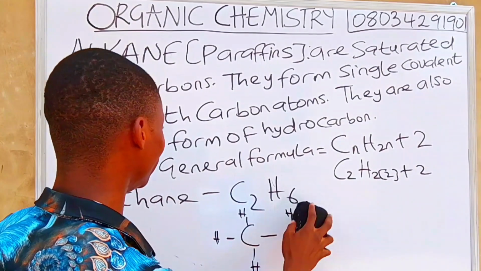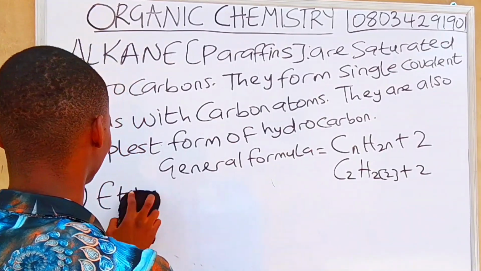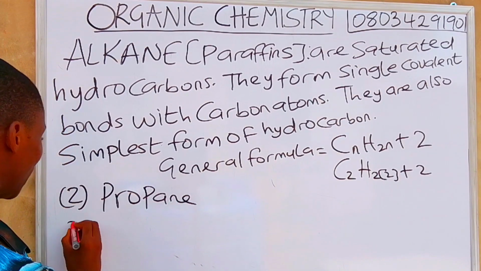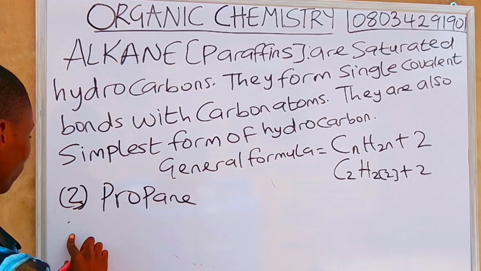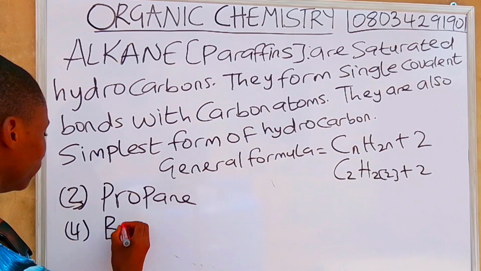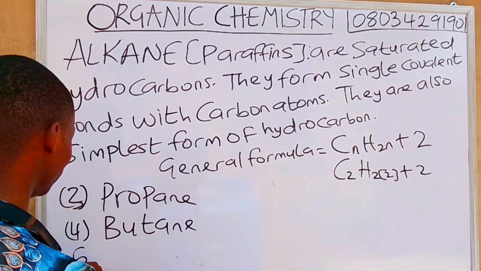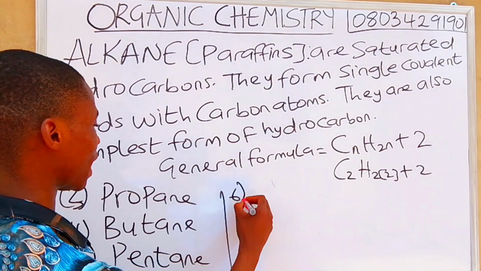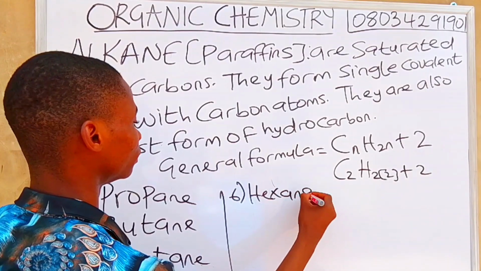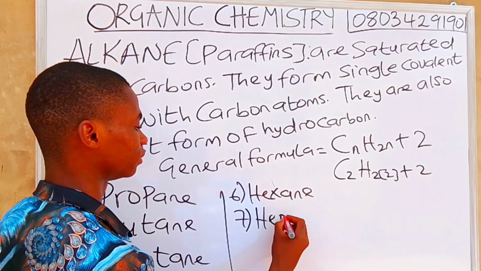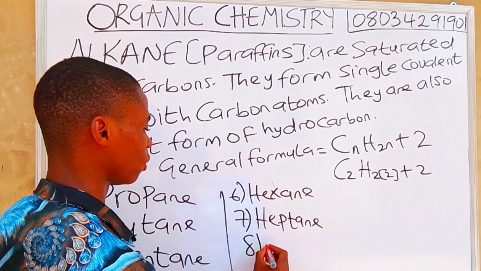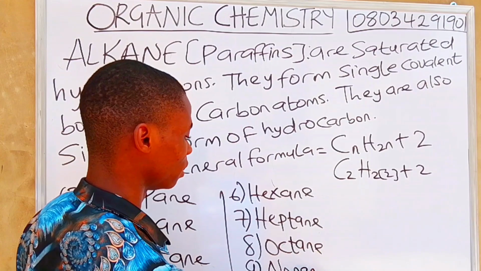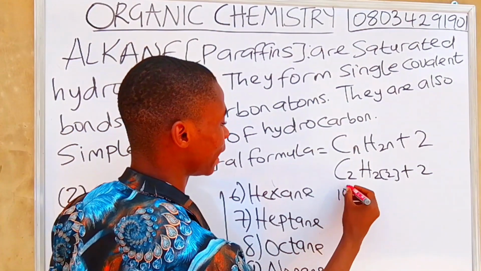The next one is propane. After that, the third one is propane. The fourth one is butane. After that, we have pentane. Pent means 5. After that, we have hexane. The 7th one is heptane. 8th octane. The 9th nonane. While the 10th one is decane.